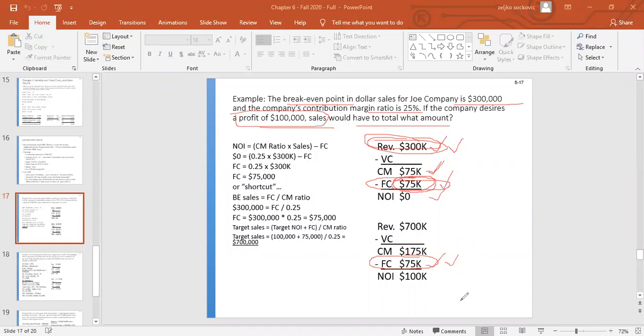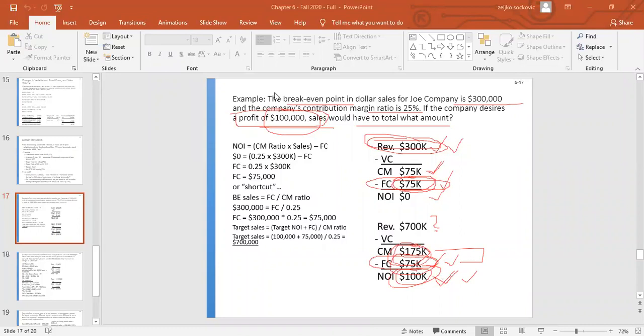Well, what is your profit? You're told you want profit to be 100, so you will plug in 100 here. This number you don't know. That's a question mark, right? But you know that you have 100 here because you're told. Well, if you have 100 here and 75 here, then what was your contribution margin? It has to be 175, because that's the only number, 175 minus 75, that will give you 100. So it has to be this number, 175.